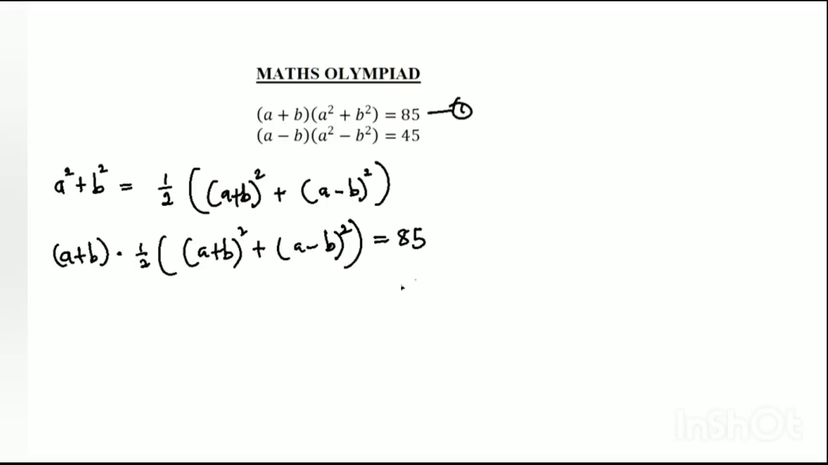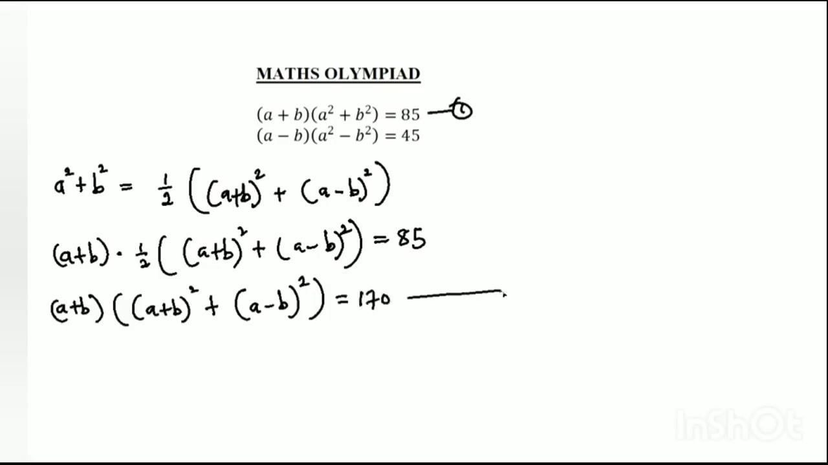So multiplying everything by 2 here, we have a plus b all squared plus a minus b all squared. Since I'm multiplying both sides by 2, multiplying 85 by 2, we have 170. Yes, so this becomes my new equation 1.